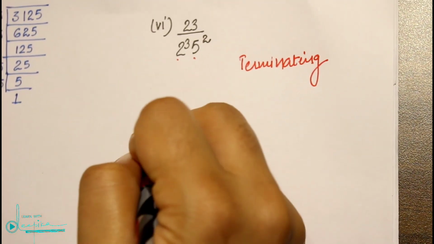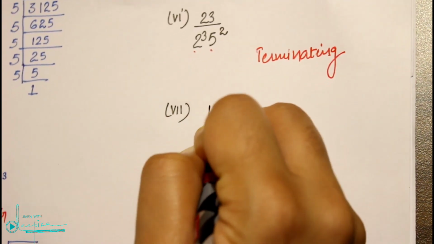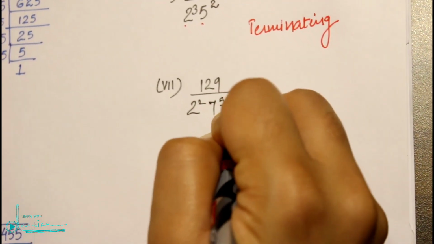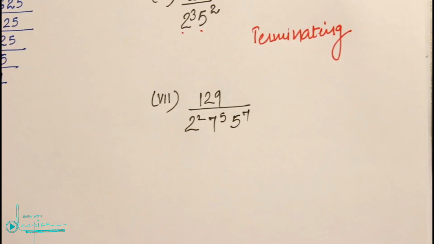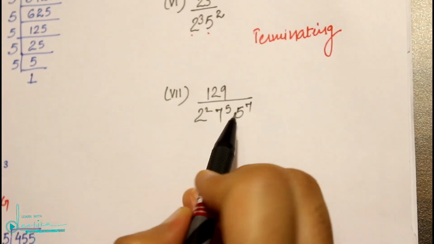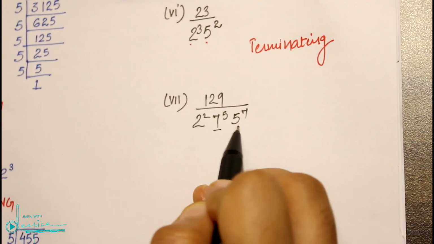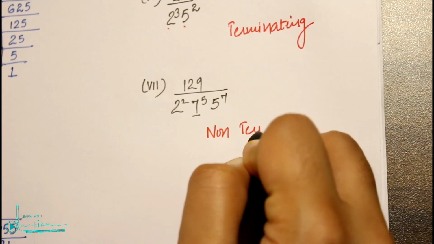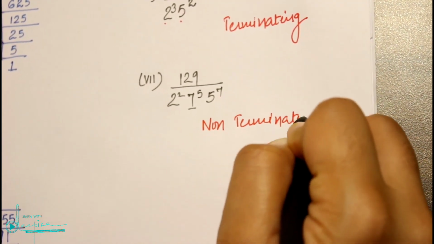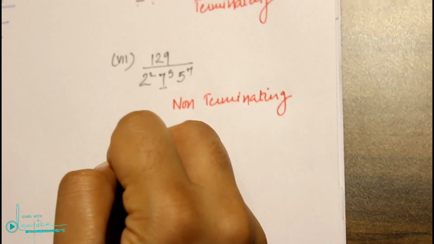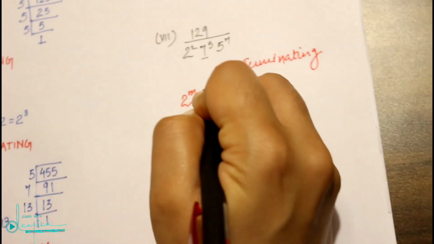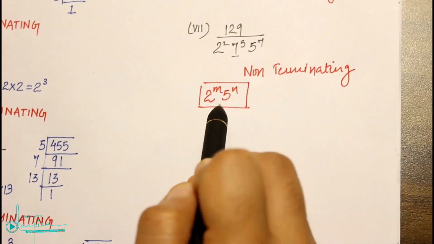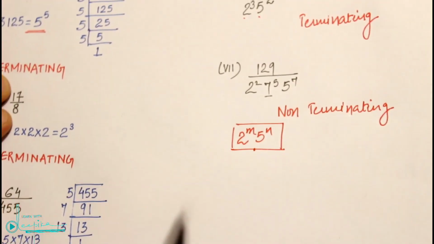Next part, 129 upon 2 raised to power 2, 7 raised to power 5 and 5 raised to power 7. You can see the denominator has factor 7 other than 2 and 5, so this will be non-terminating, because it should be in the form of 2 raised to power m and 5 raised to power n only. If it is in this form, it is terminating, and otherwise it's non-terminating.